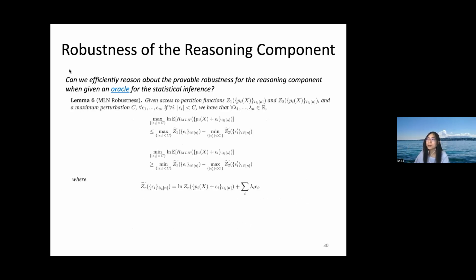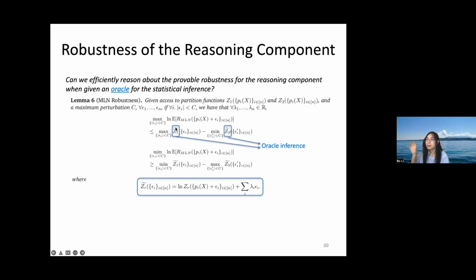Let's consider whether we can have an oracle for it so that we can get the certification. Quickly, I want to show that we can actually get an oracle for the output of the reasoning component. The oracle is represented as the ground truth, which is hard to get, plus a noise perturbation, where epsilon is our perturbation and lambda is our coefficient. Based on this, remember we want to upper and lower bound Z1 divided by Z2, and if we take a log, it becomes log Z1 minus log Z2.